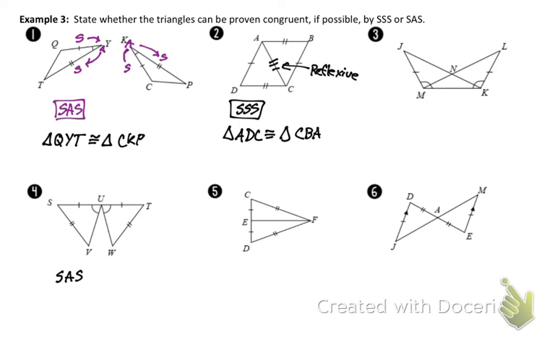Let's go through it. If this was side, angle, side, I could say in order, side, angle, side. So I have side, side, angle. Does that say side, angle, side? Is this angle included between these 2 sides? Is this side, angle, side?